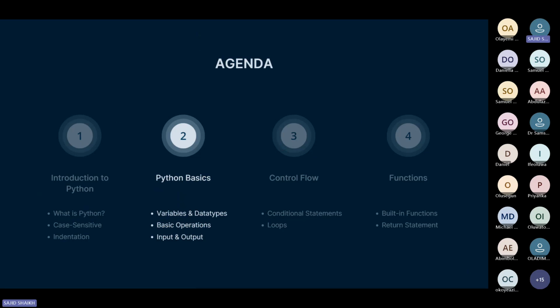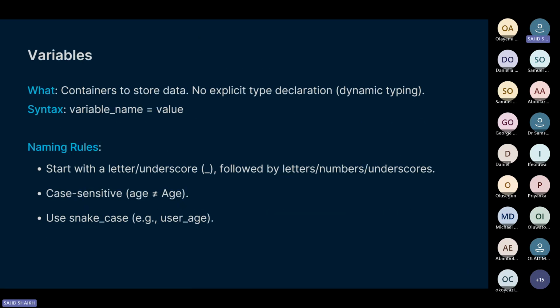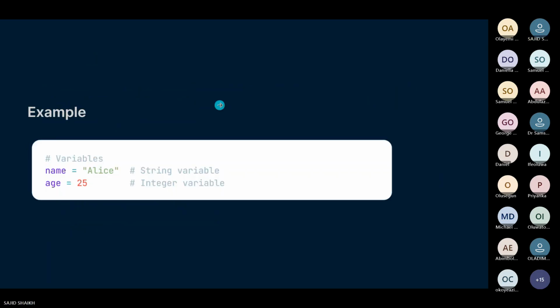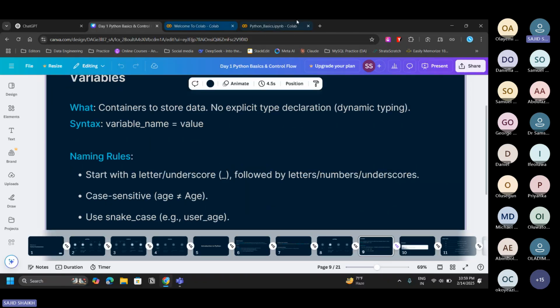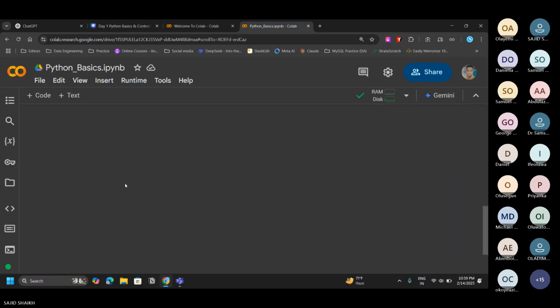Okay, now we move on to Python basics. Variables. What is a variable? A variable is nothing but a container to store values or elements or data, whatever you can call it. Just ignore this one. Variables are used to store values.